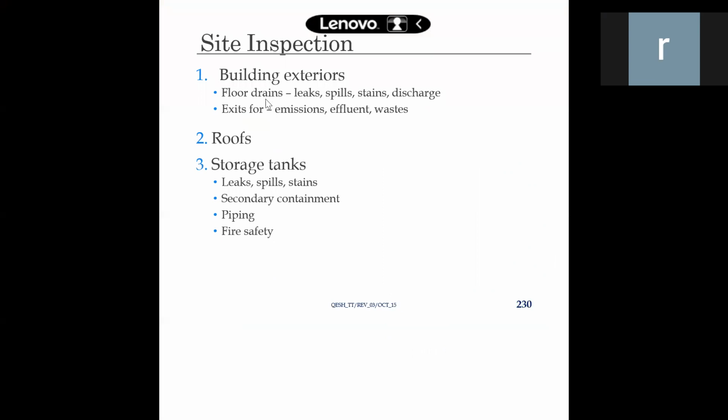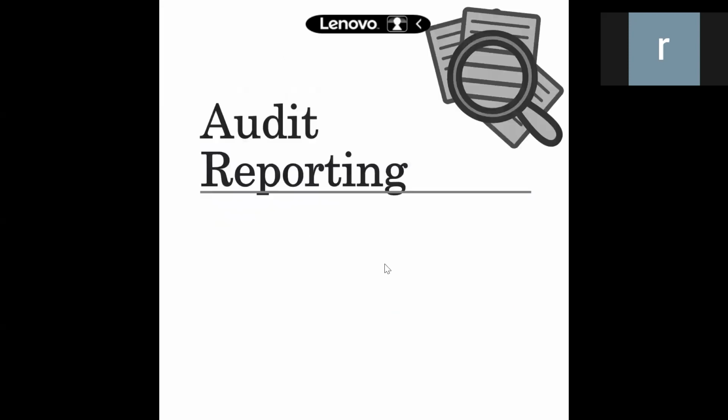You have to check drains, leakage, stains and discharge, exits for emissions and effluent, because these are compliance and legal requirements, for example for environmental matters. They check roofs and storage tanks: is there any leakage, spillage, secondary containment, piping, even fire safety? You can check those out.